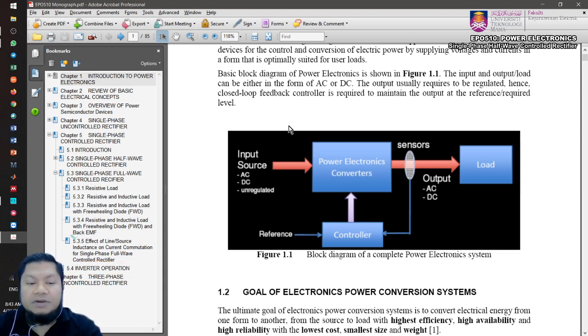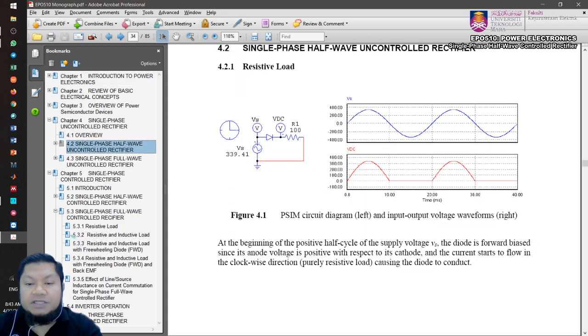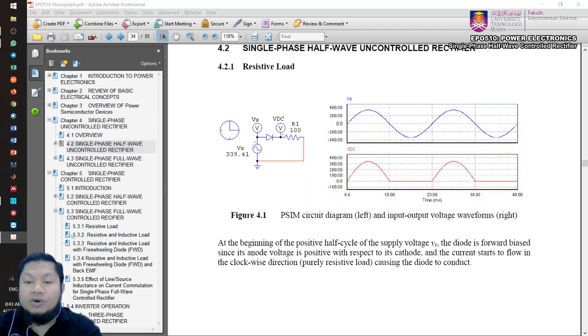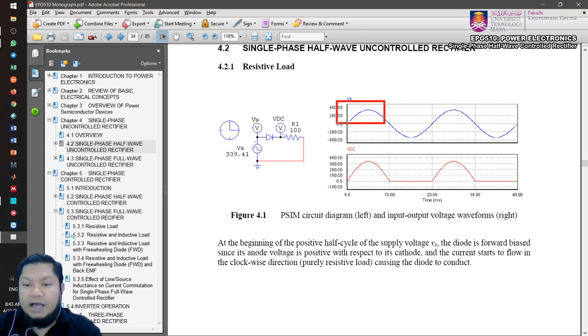Right, so now let's start with the uncontrolled rectifier, just to refresh yourself on the uncontrolled rectifier. So I'm going to click here and then go to the first circuit, which is half wave uncontrolled rectifier. I believe most of you know how to describe the operations now. Again, to explain the circuit operation, you always look into the supply voltage. You always make the supply voltage as a reference for you to describe your circuit operation. So we have a positive half cycle, and then we have a negative half cycle, isn't it?